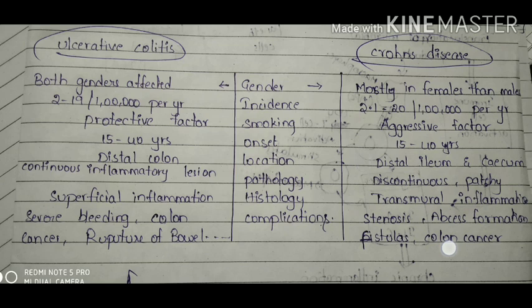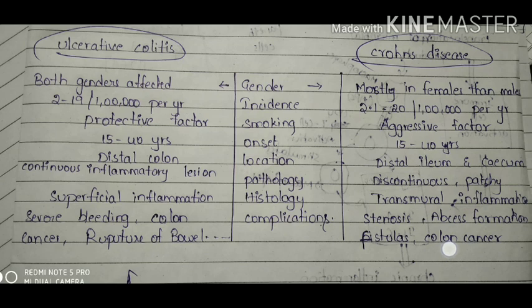If we go for pathology, in ulcerative colitis it is a continuous inflammation, where the inflammatory lesions progress from the distal to the proximal colon. In Crohn's disease, it is a discontinuous, patchy gut inflammation with skip lesions. If we go for histology, ulcerative colitis shows a superficial inflammation, and Crohn's disease shows a transmural inflammation, which means it goes through all layers of the colon.